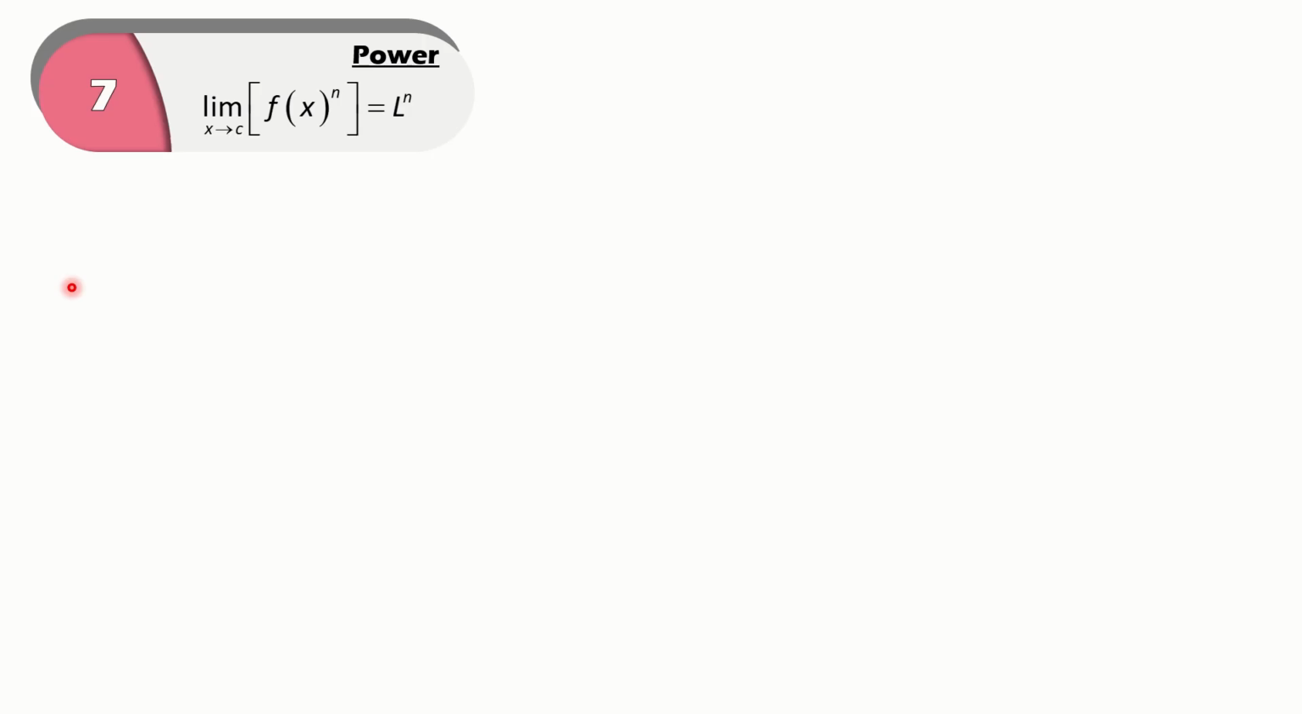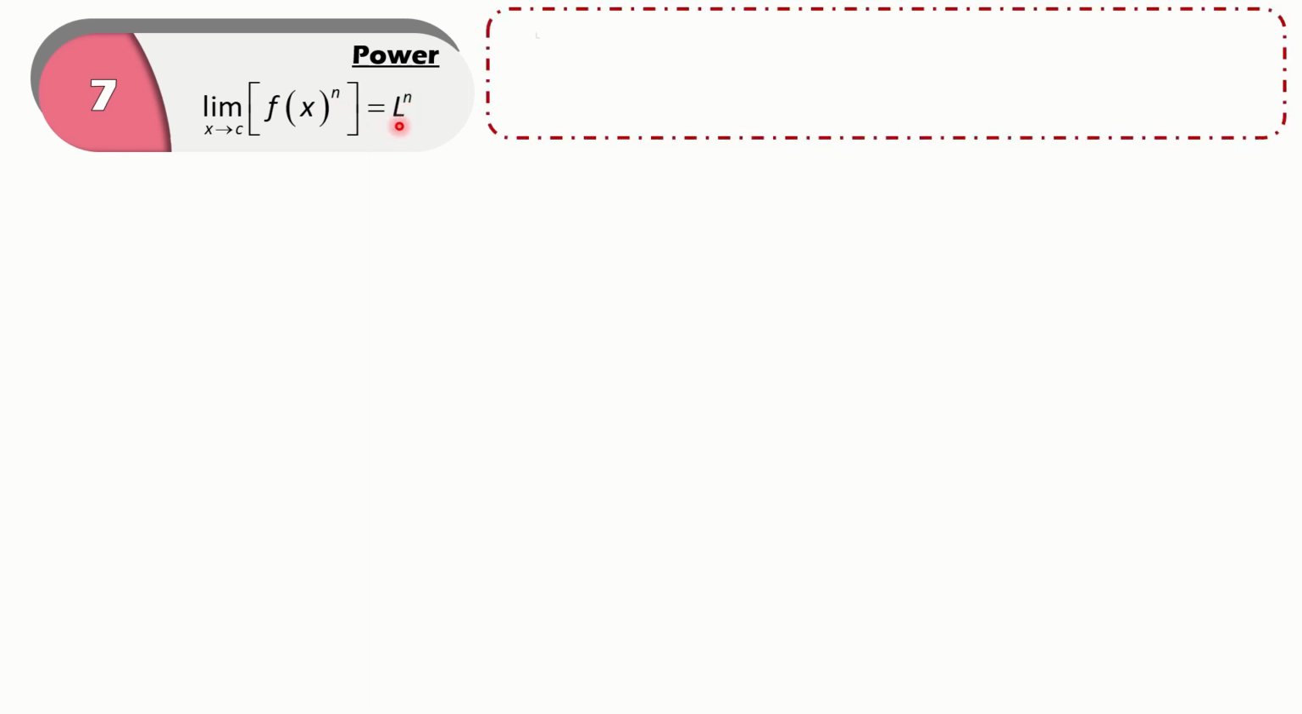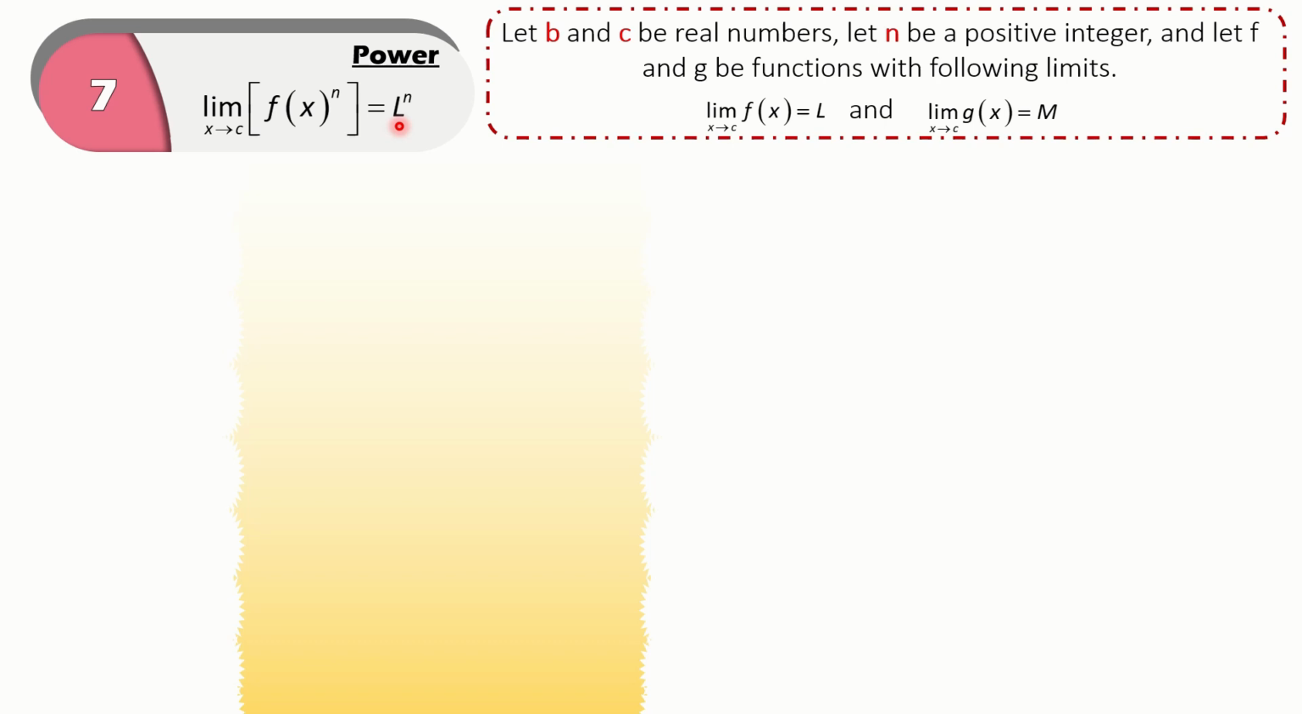Power property states that the limit of a function raised by nth power is the nth power of the limit of the function, where b and c are real numbers, n be a positive integer, and f and g be functions with the limits l and m. To explain it better, let's solve this example.